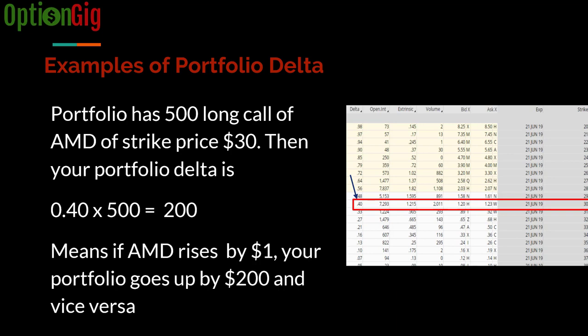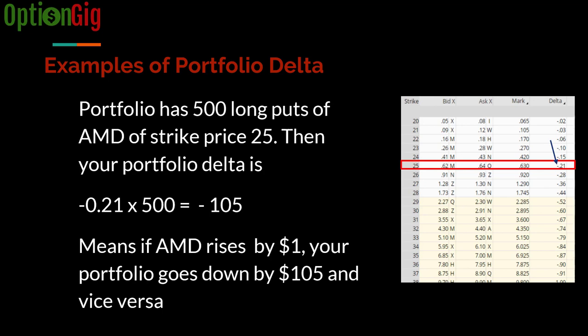It will not go up by $500, because you are holding an option whose delta is 0.4. So if AMD rises by $1, each individual option will only increase by 40 cents. And since you have 500 call options, the overall increase in your portfolio will be $200. Okay.